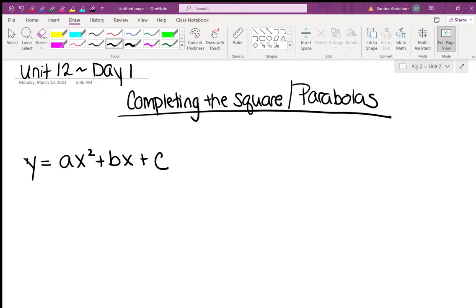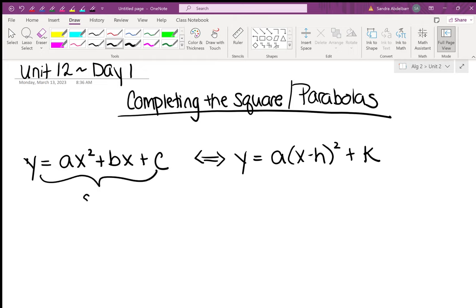No. So we're going to take a quadratic in standard form and change it to vertex form. And what do I mean when we change it into vertex form? It means we want it to look like y equals a times x minus h squared plus k. So this is our standard form. This is our vertex form.